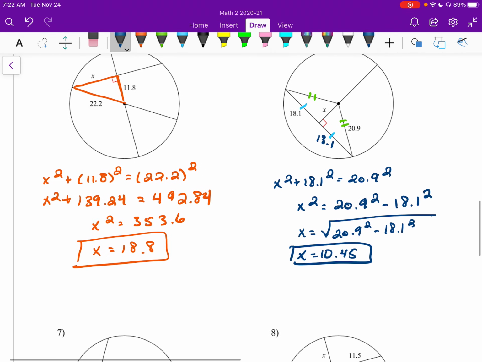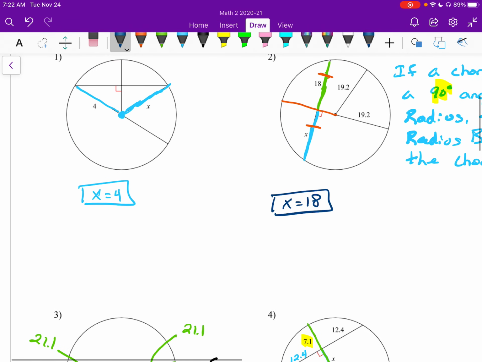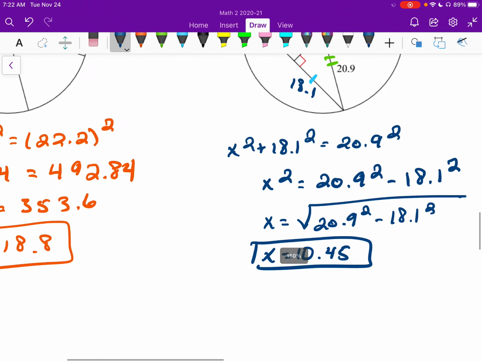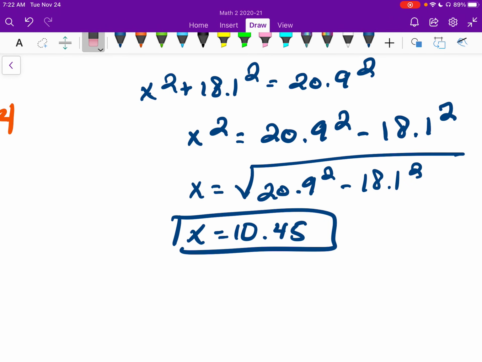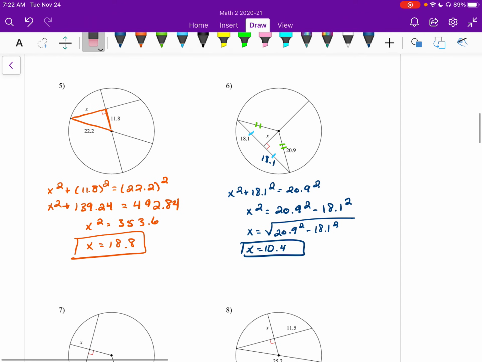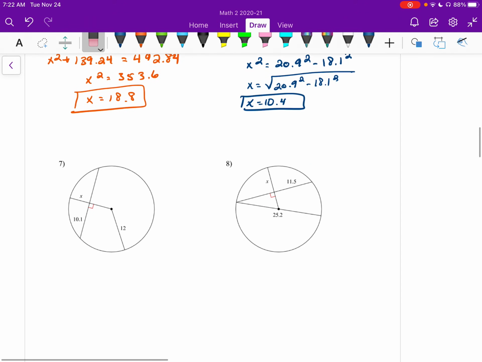What was I supposed to round to? Round to nearest tenth. That's 1 decimal point. I guess this should be 10.4 then. All right, there's number 6. Moving on, number 7.